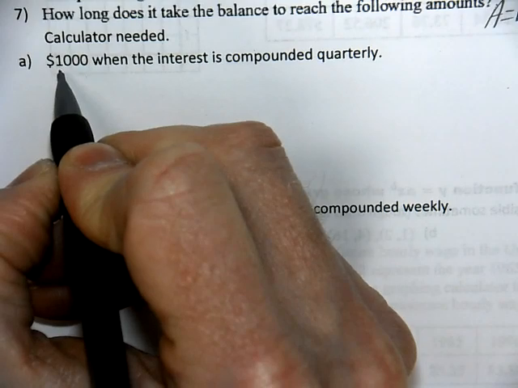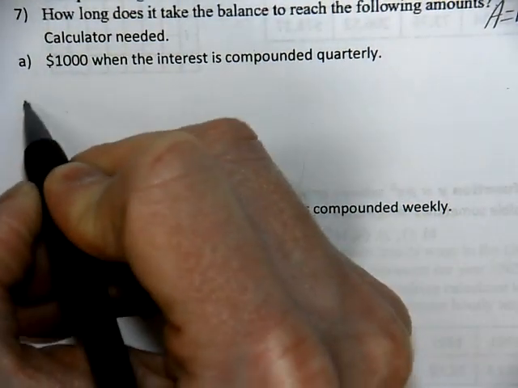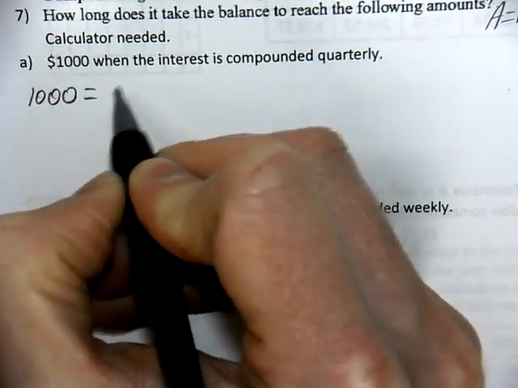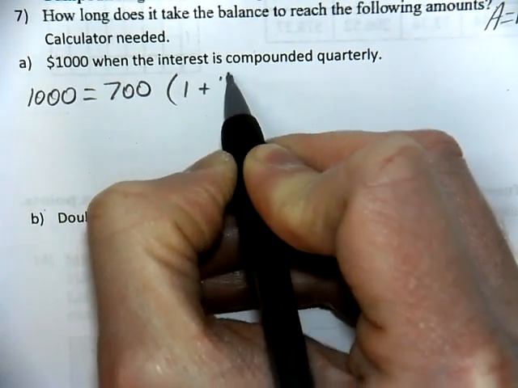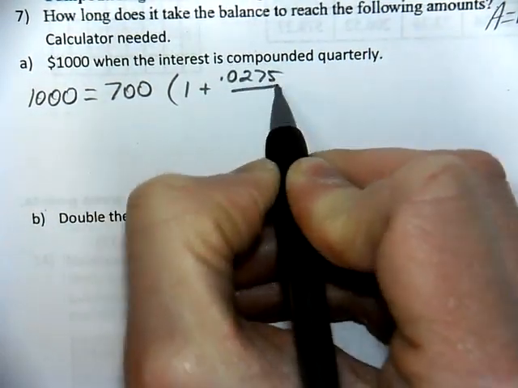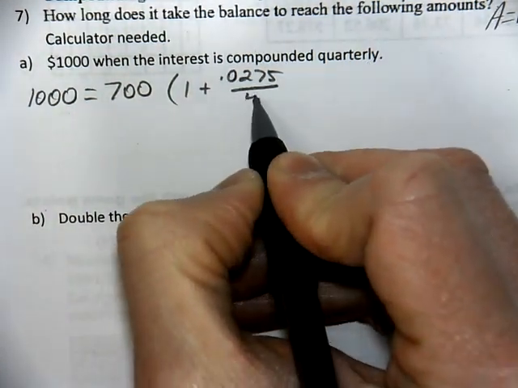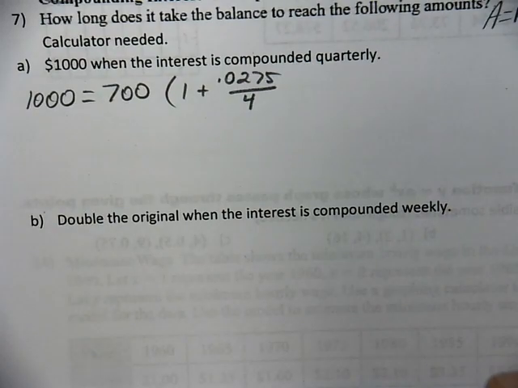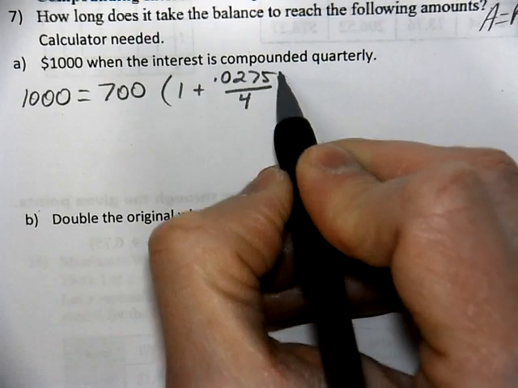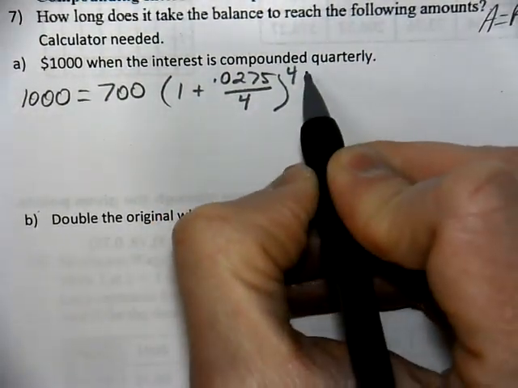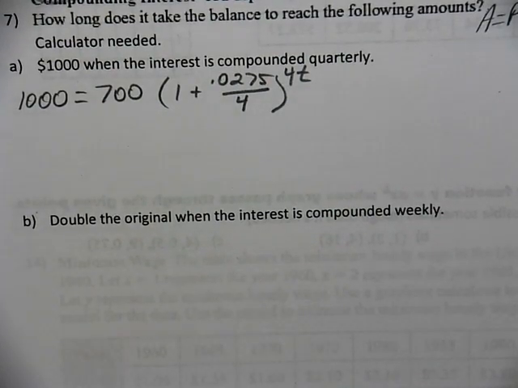So the A value here is the amount you want the account to be, which is 1,000. If you deposit 700, and you only make 2.75 percent, and this is getting compounded quarterly, that means there are 4 quarters in something: 4 quarters in a football game, 4 quarters in a dollar. 4 is quarterly, and then 4 times t. Unfortunately, we don't know what t is. We have to have some variable to solve for.